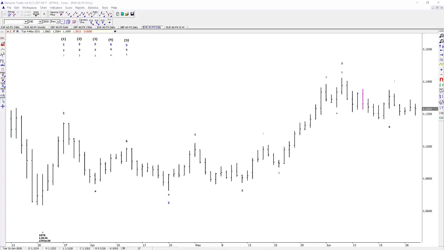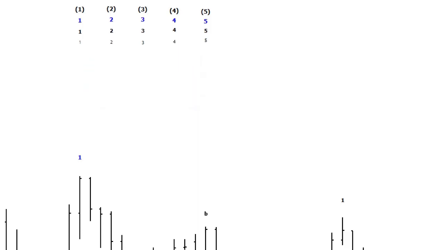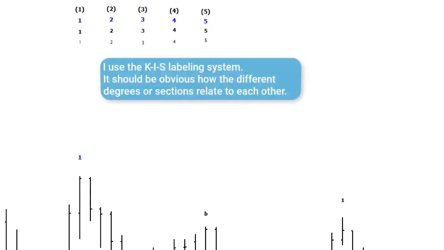Trends, impulsive trends, are labeled with numbers. So there can be many different degrees or time frames. How do we distinguish them? How do we distinguish the subdivisions within the larger time frames? Well, again, in conventional Elliott wave, there's a complicated, extensive system of cycles and primary and intermediate and minuette and minute and so on, of endless degrees of trends and endless labeling conventions.